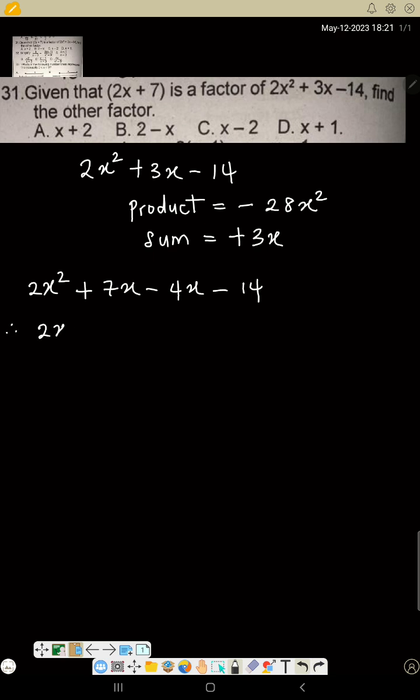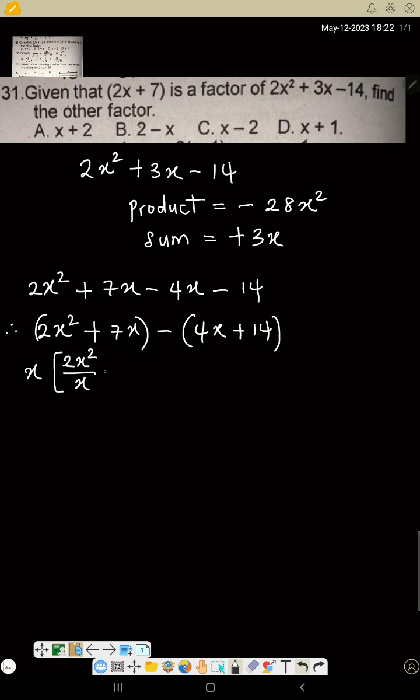So put it in brackets. This will be 2x squared plus 7x, minus 4x plus 14. Anytime you open a bracket in front of minus, the next sign will change, so that minus times plus will give you minus. Now what is common in these brackets? So x is common. And remember, I said anything that is common, divide the rest by that thing. So x is common, so divide the rest by x.